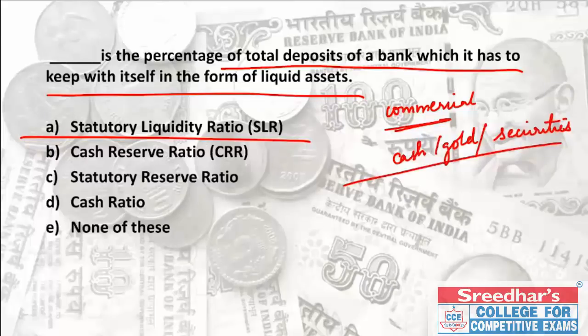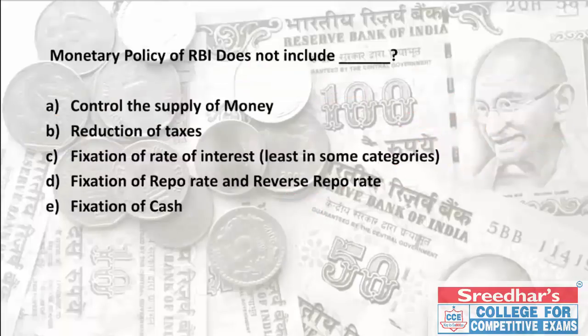So what is the present SLR? It is 19.5%. The present SLR is 19.5%.